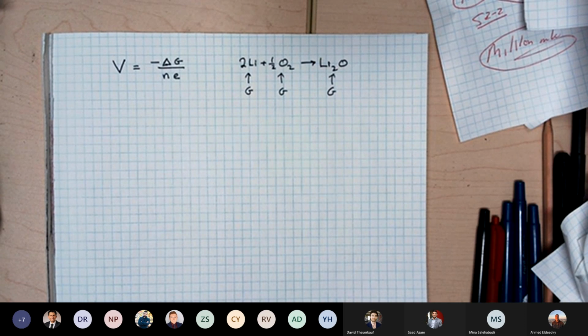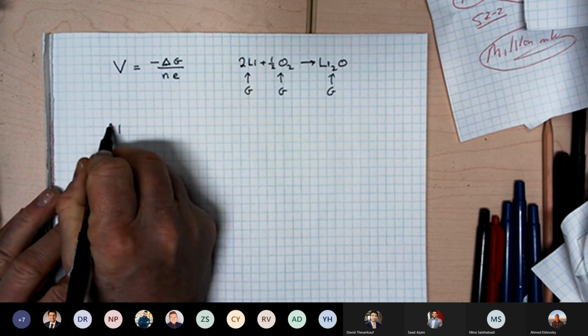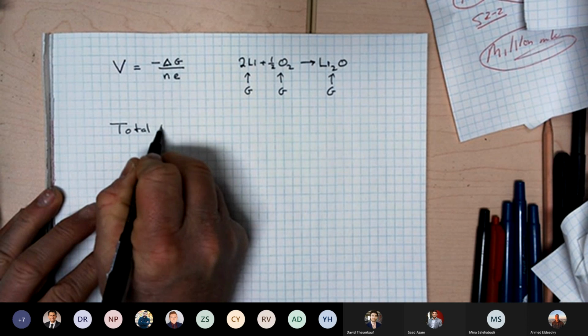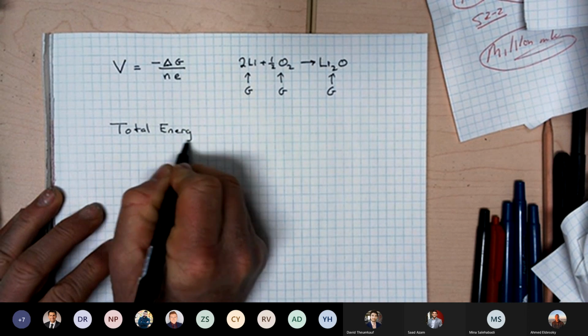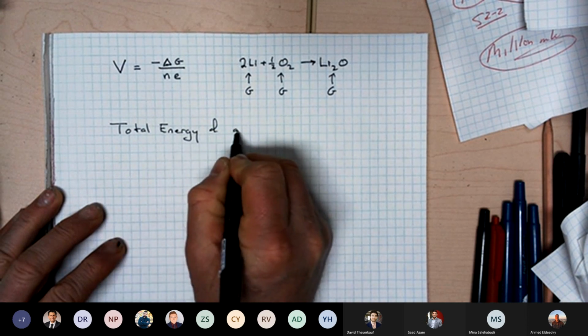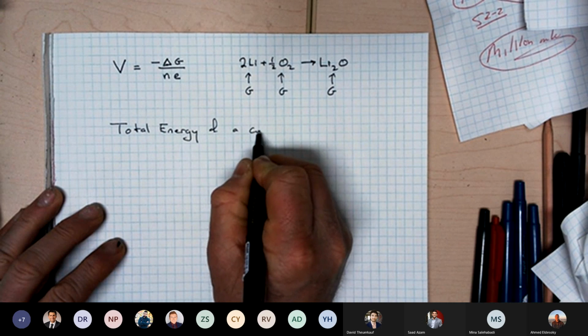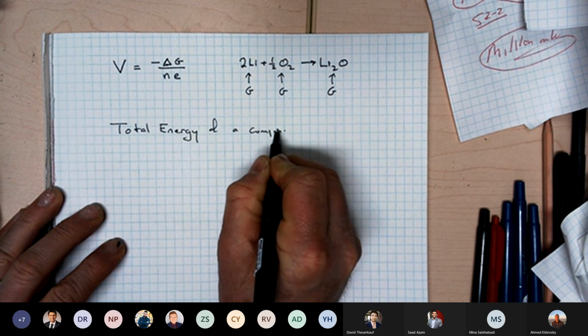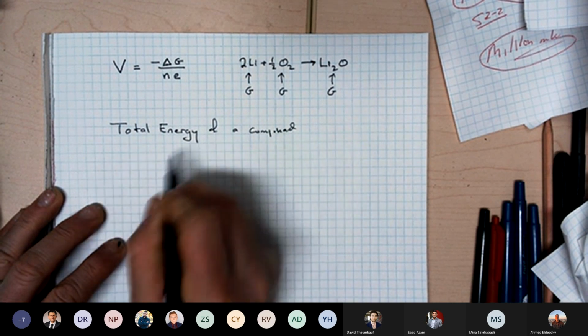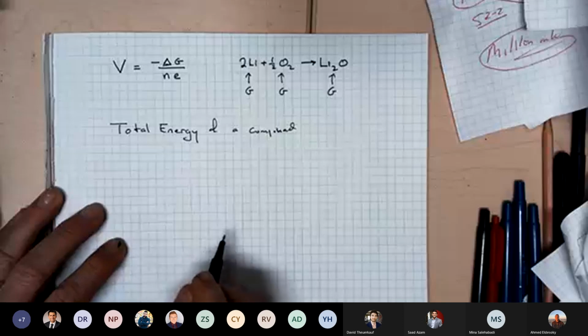And what we do instead is we calculate something called the total energy of a compound. And what is this? Okay, that's what I want to talk about first. What is the total energy?